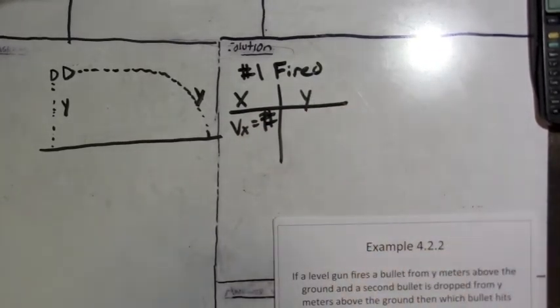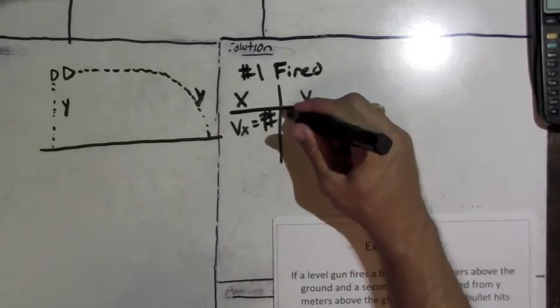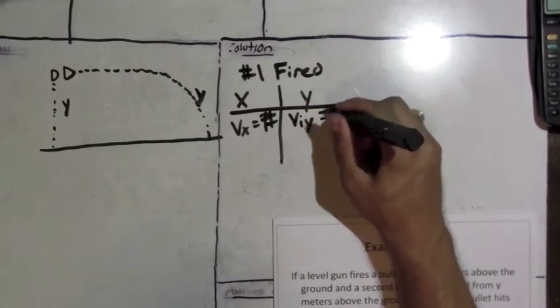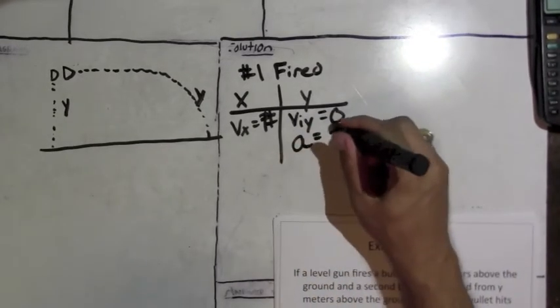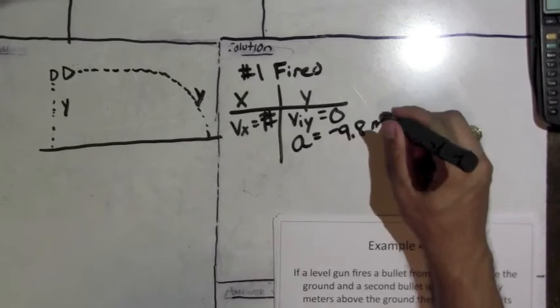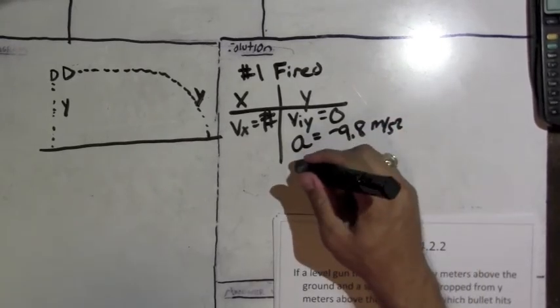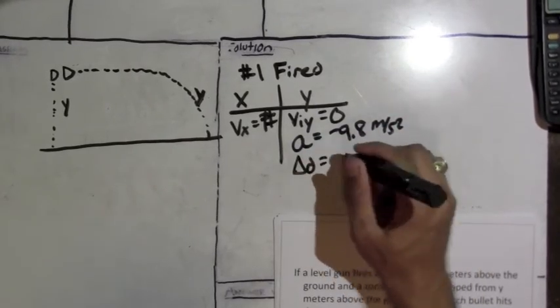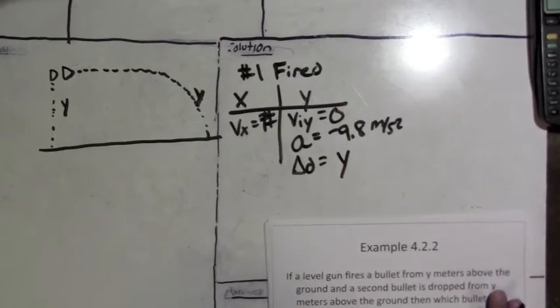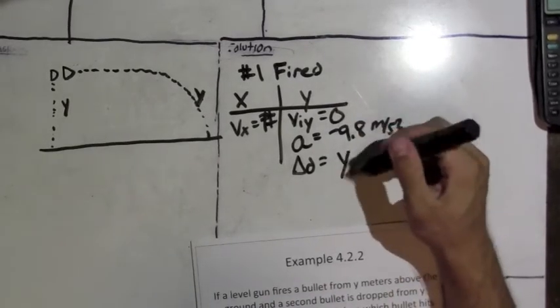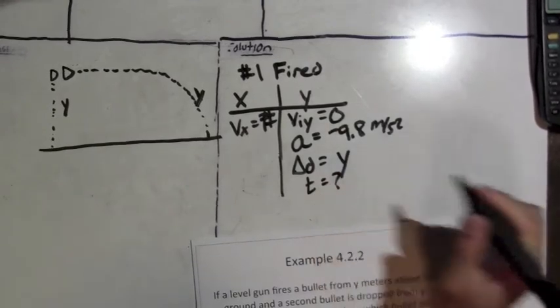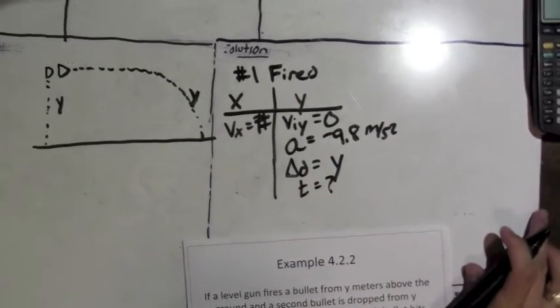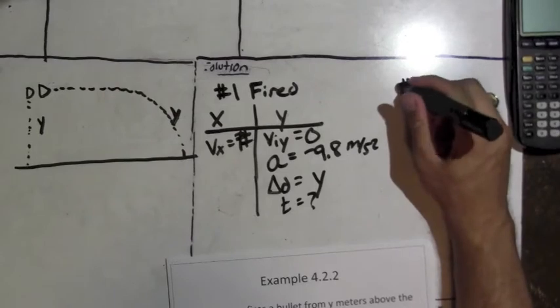In the y direction, since the gun is fired horizontally, we can say that the initial velocity in the y direction is 0. We can also say that it's under the influence of gravity, and we can also say that the distance that it travels is y. So this could allow us, assuming that we knew y, to figure out the time it was in the air.